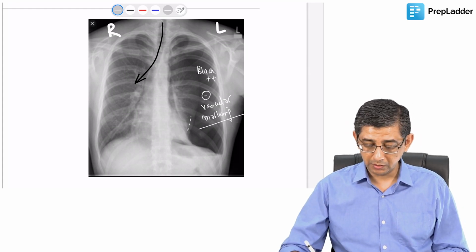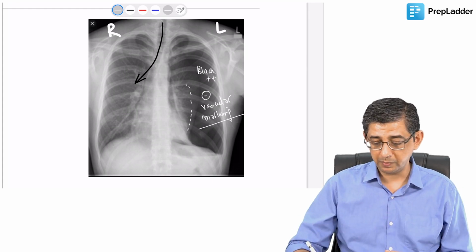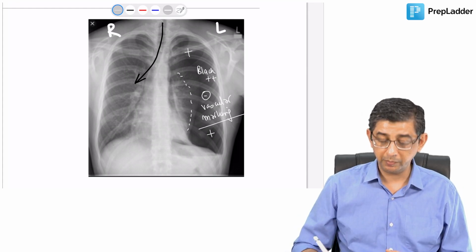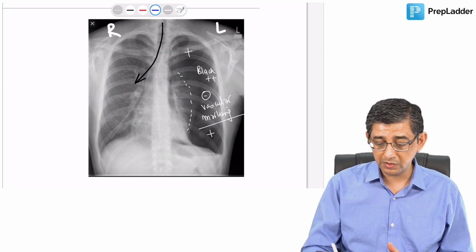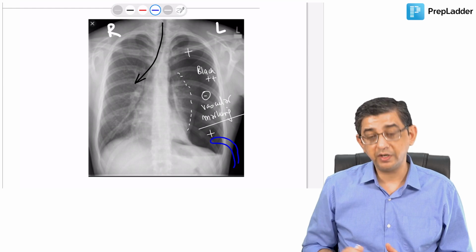This is the lung border, this is the lung border, and the rest is being compressed by the air at positive pressure where I put the plus signs, and there is no lung in this area, so absent vascular markings. So what are you going to do in this case? You're going to put in a chest tube on the left side of the patient.